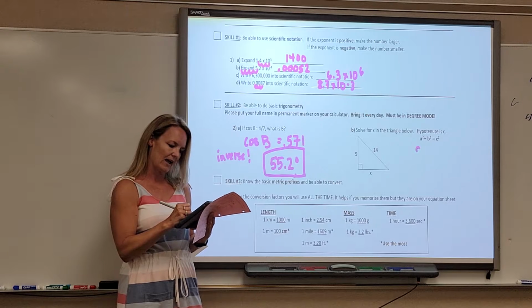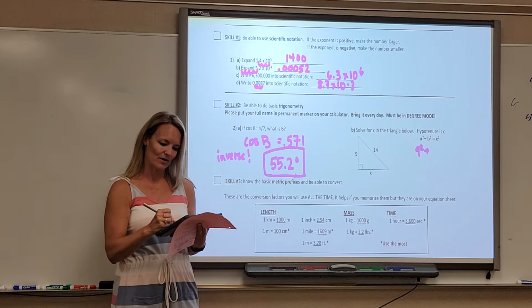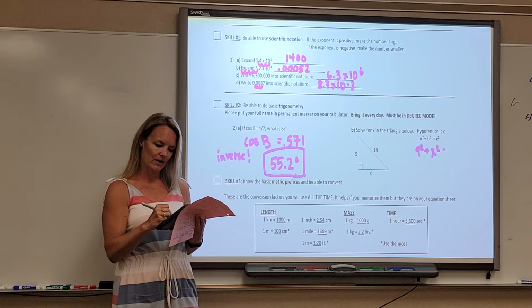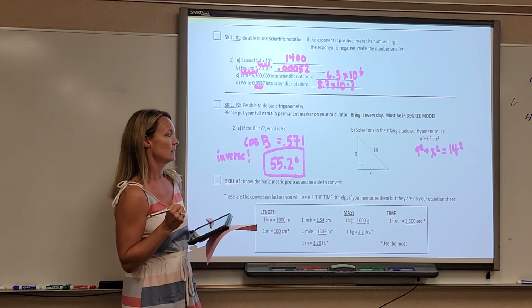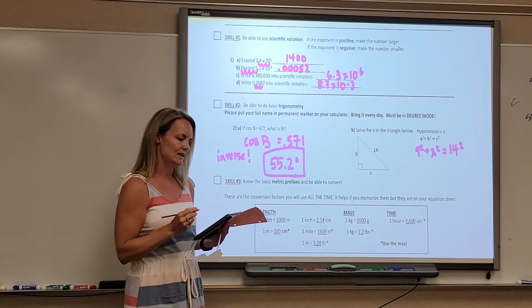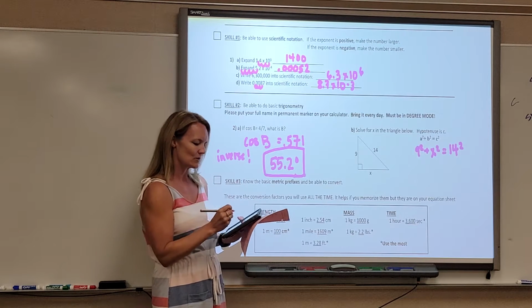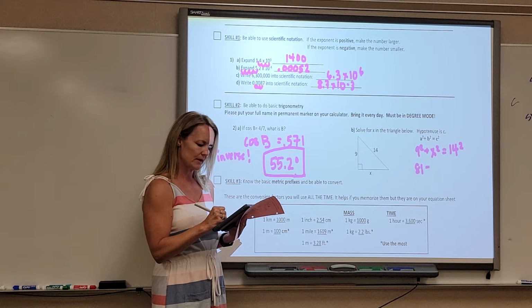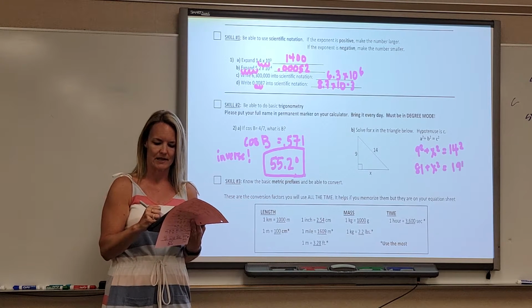So I'm going to have 9 squared plus, this side doesn't have a number, x squared equals 14 squared. All right, some of you will be able to shove that into your calculator and get it to tell you a number. For most people, they just work it through. 9 squared is 81 plus x squared equals 14 squared is 196.